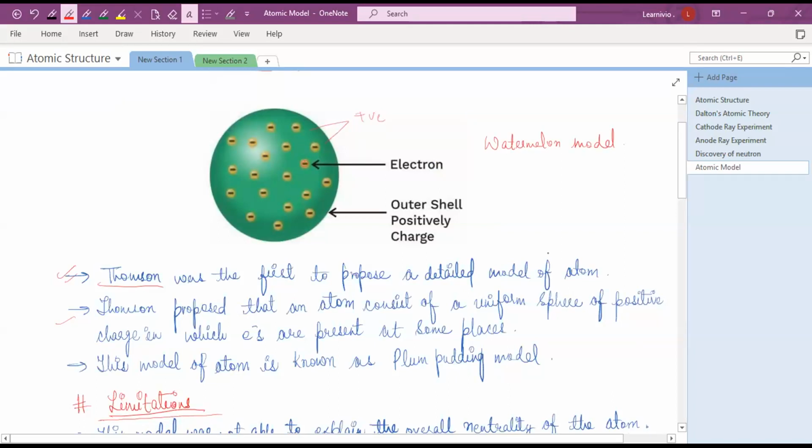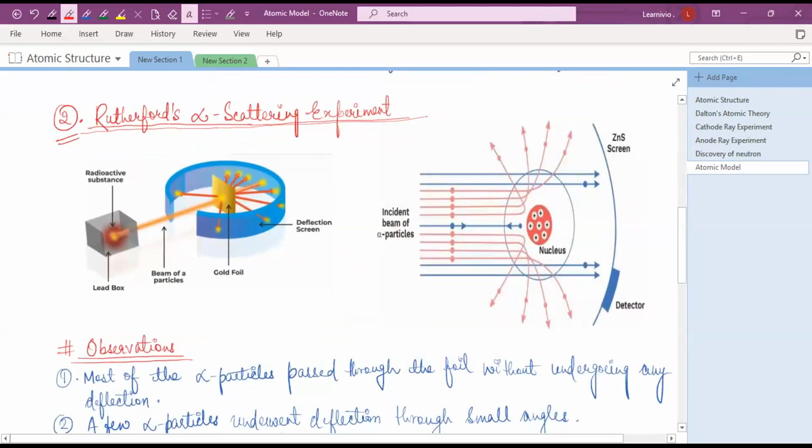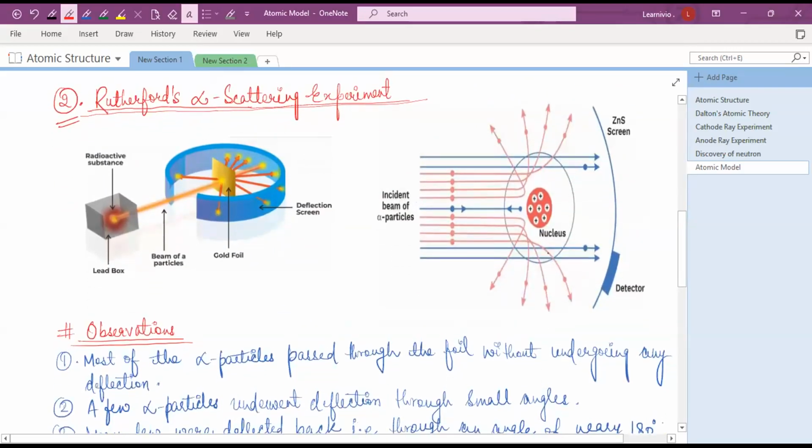Further, the Rutherford scattering experiment has come. This is the Rutherford alpha scattering model. In 1911, Rutherford performed a scattering experiment in which he bombarded thin foils. He takes a radioactive substance covered in a lead box, and he performed a scattering experiment in which he bombarded thin foils.